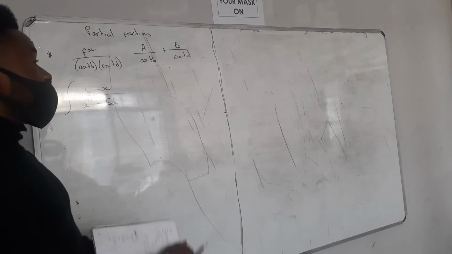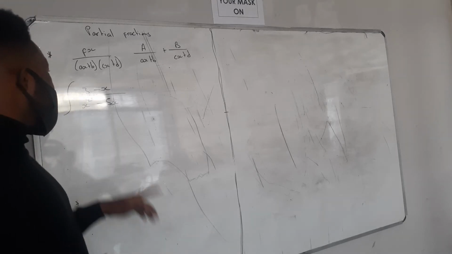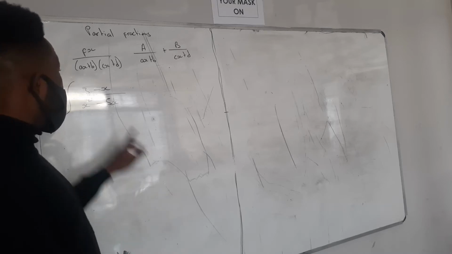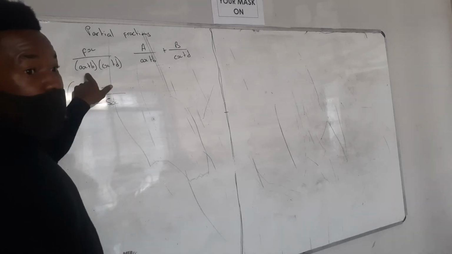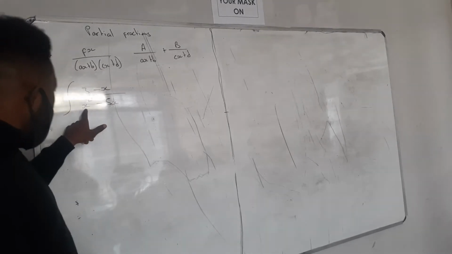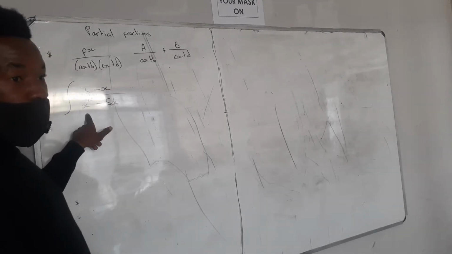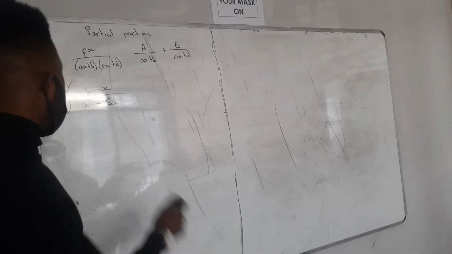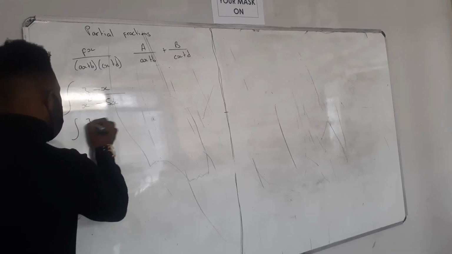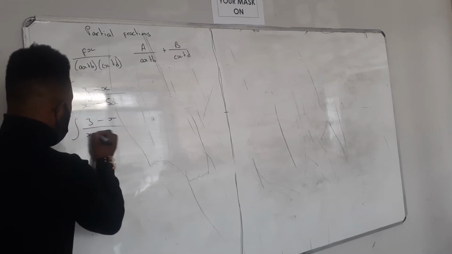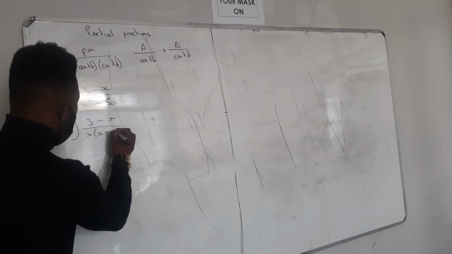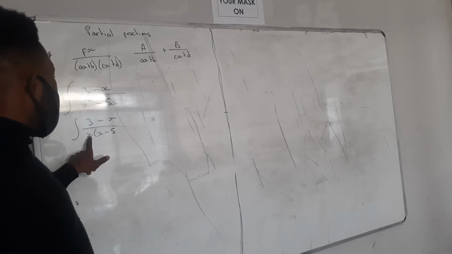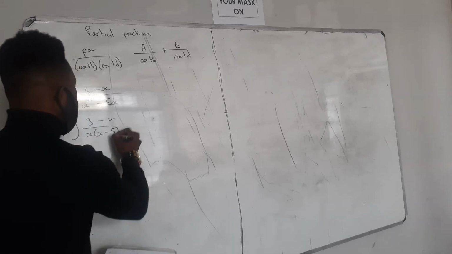The first thing, they gave you the integral of 3 minus x over x squared minus 5x. The first thing you must do is split the denominator into two factors. I can take the common factor of x, because I have x squared minus 5x. So this is the same as the integral of (3 minus x) divided by x times (x minus 5). So now I have two factors: x and x minus 5.